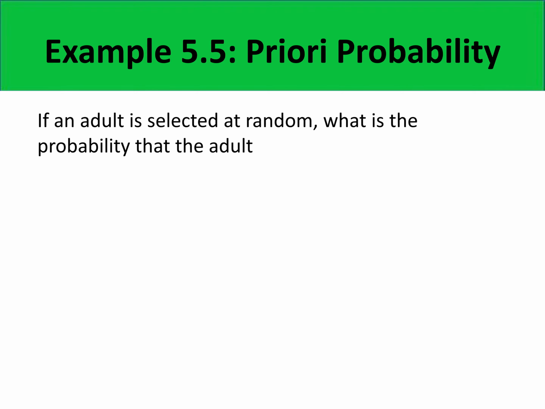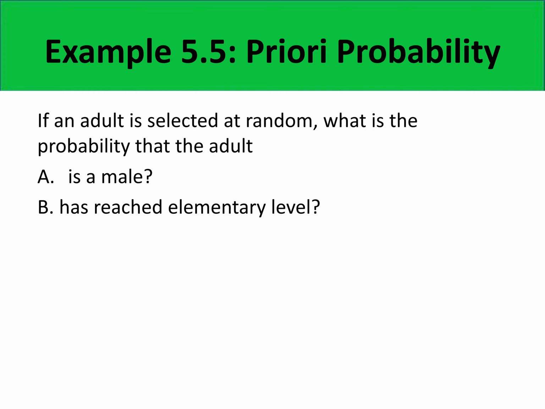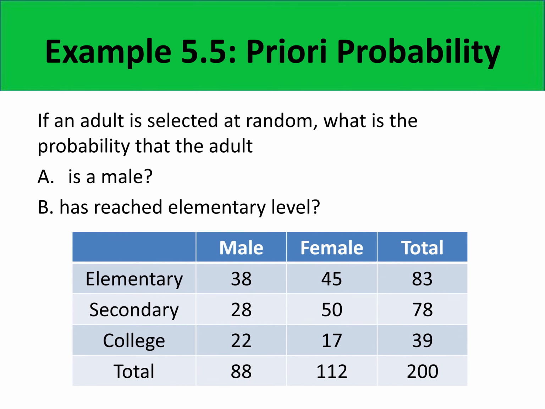If an adult is selected at random, what is the probability that the adult is a male, and second, has reached up to elementary level only? So we shall base our probabilities on the contingency table. Now let us let M be the event that the adult selected is a male. So therefore, for the first question, we have P of M equals small n over capital N. Now small n is 88 because there are only 88 males out of the 200 adults in our sample space. So the probability of M is 88 over 200.